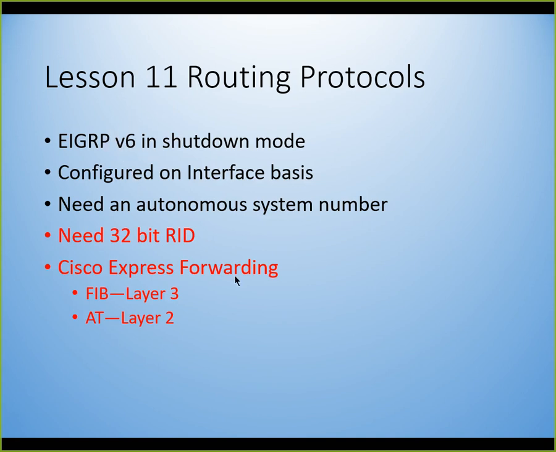EIGRP v6 was in shutdown mode. If you remember, you had to give it the no shutdown command for the protocol in order to activate it. It was configured on an interface basis, just like OSPF v3, which is the IPv6 version. And we still needed an autonomous system number for these things to share information. Configuring it on the interface was the same as advertising it with a network address, and I think it has an upside and a downside to that.